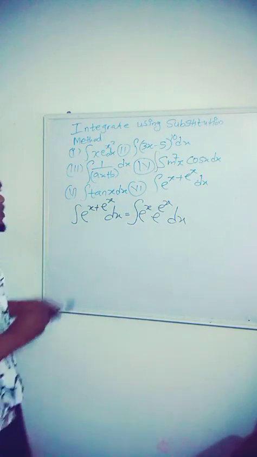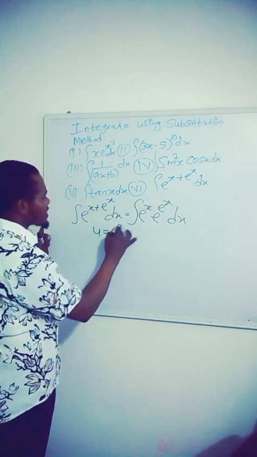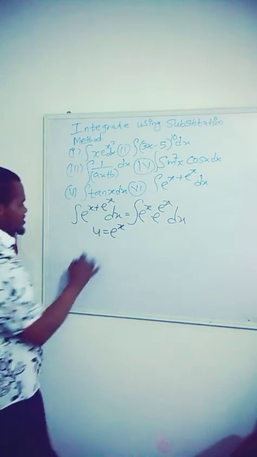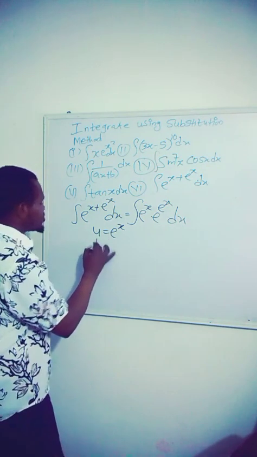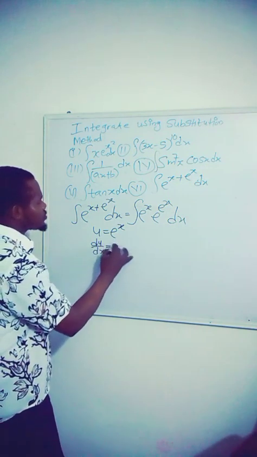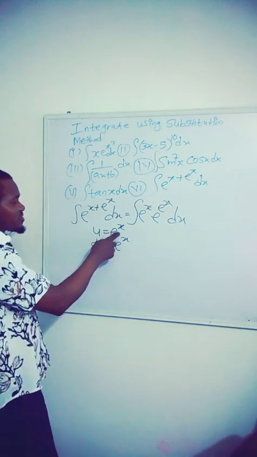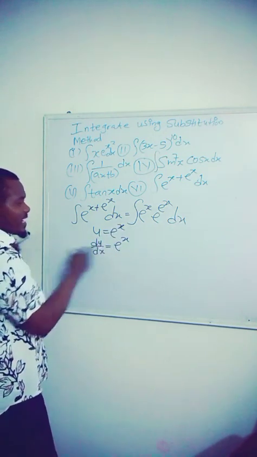Now we can say let u equal e raised to power x. If u equals e raised to power x, it means that du dx will be equal to e raised to power x. Whenever you differentiate something like this, it remains. You differentiate the power and multiply.